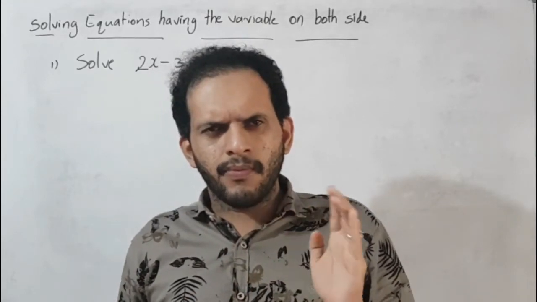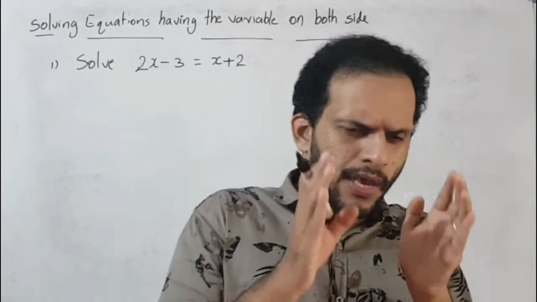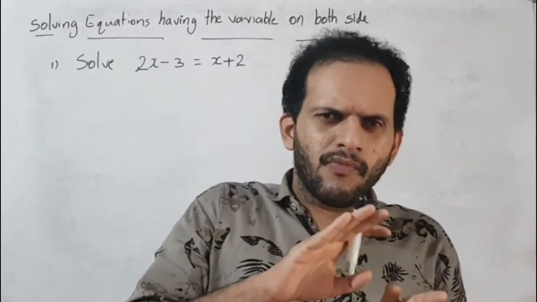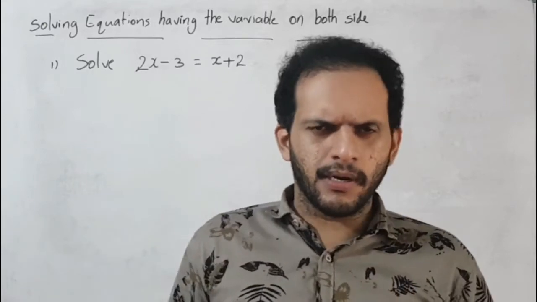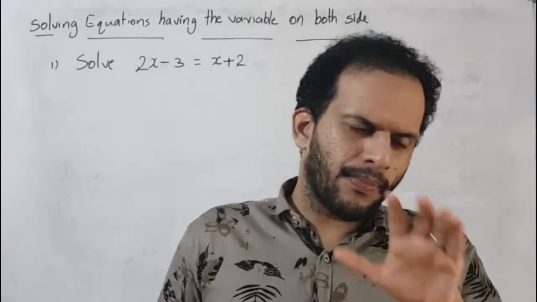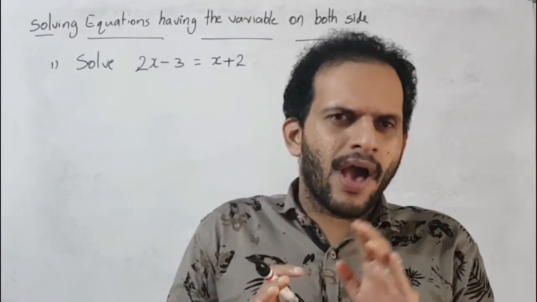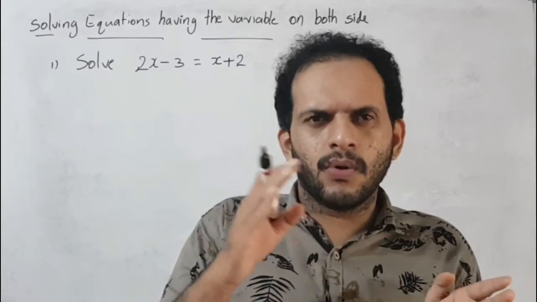In the last type of question we never transposed the variable. We kept the variables on one side and transposed the other things. But here the first step is to transpose the variable to one side and numbers to the other side. The rest is the same idea as before.